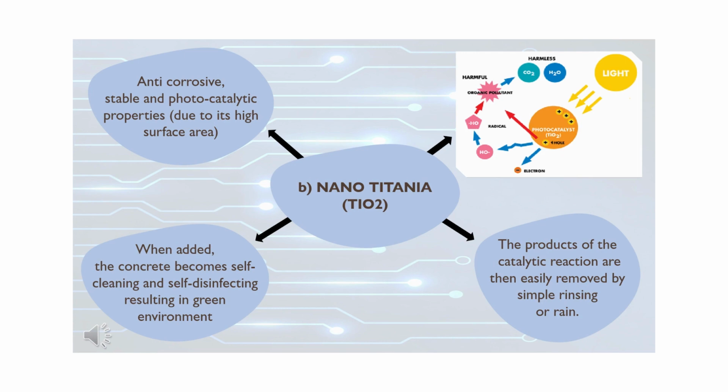Basically, in the presence of light, titanium dioxide breaks down the organic pollutants and dirt on the surface of concrete and converts it into harmless water and carbon dioxide. These products of the catalytic reaction can be easily removed through simple rinsing or rain.